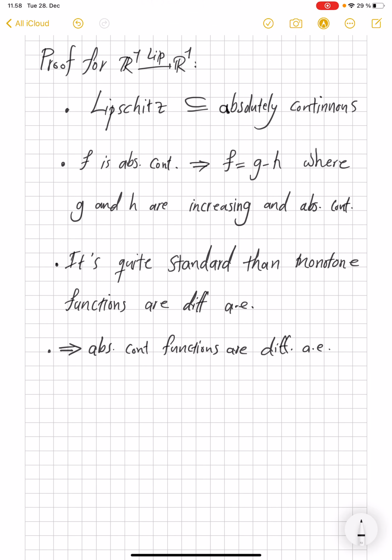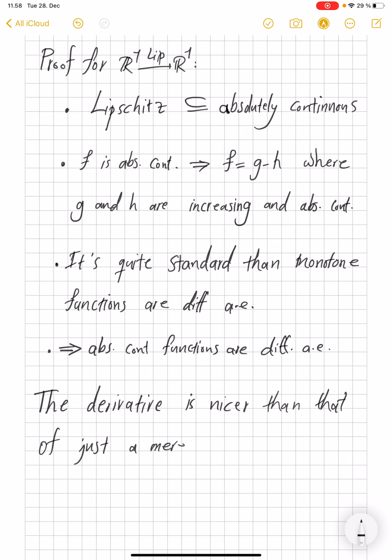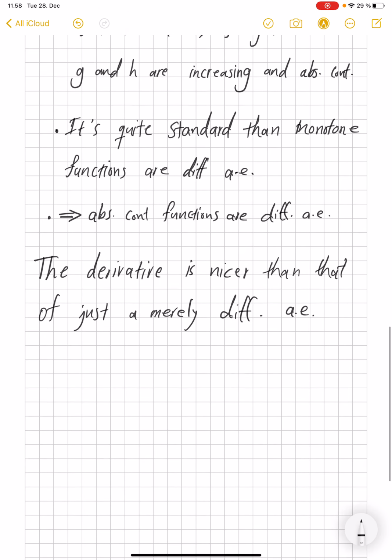But there's actually more than that. The derivative is nicer than that of a merely differentiable function. There are some functions that are differentiable almost everywhere, but their derivatives do not behave nicely. Let me give you an example.